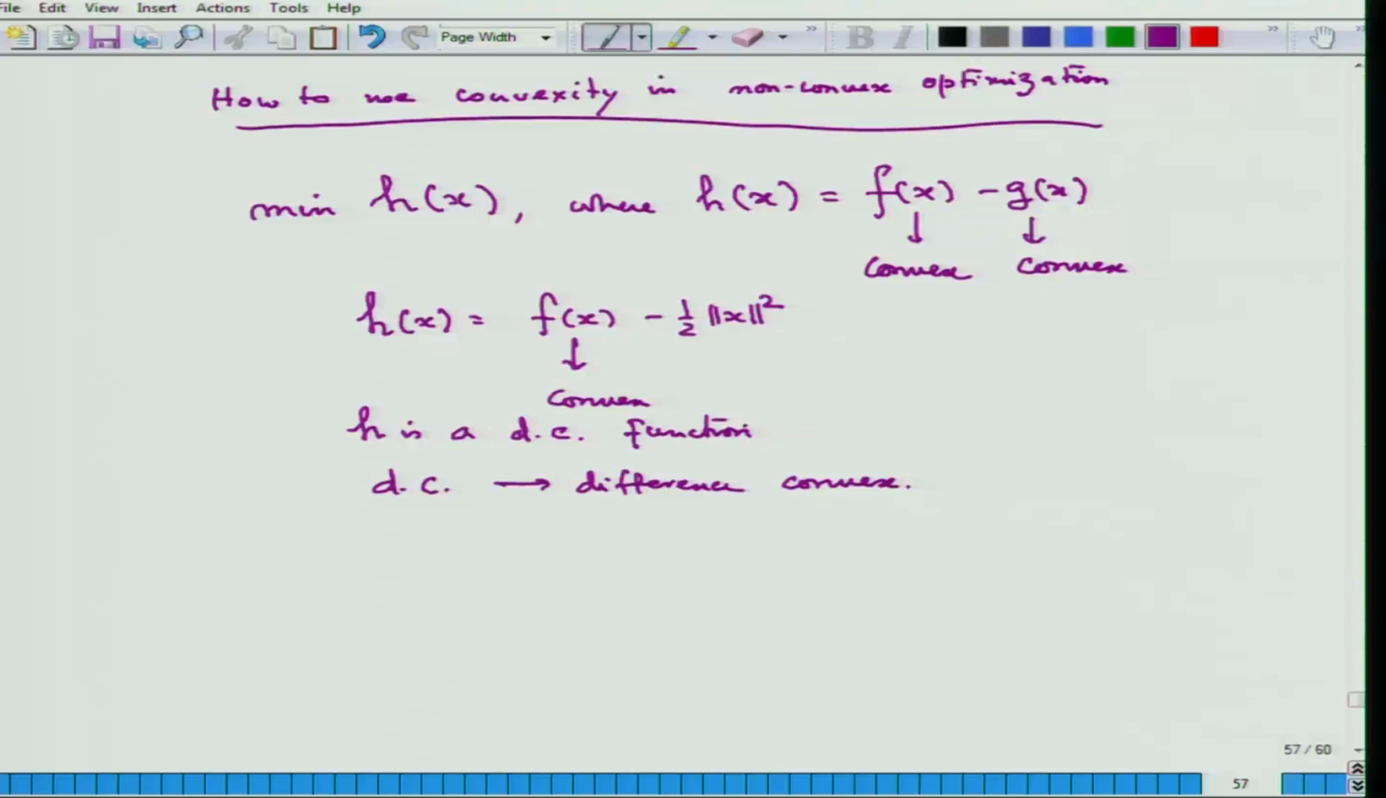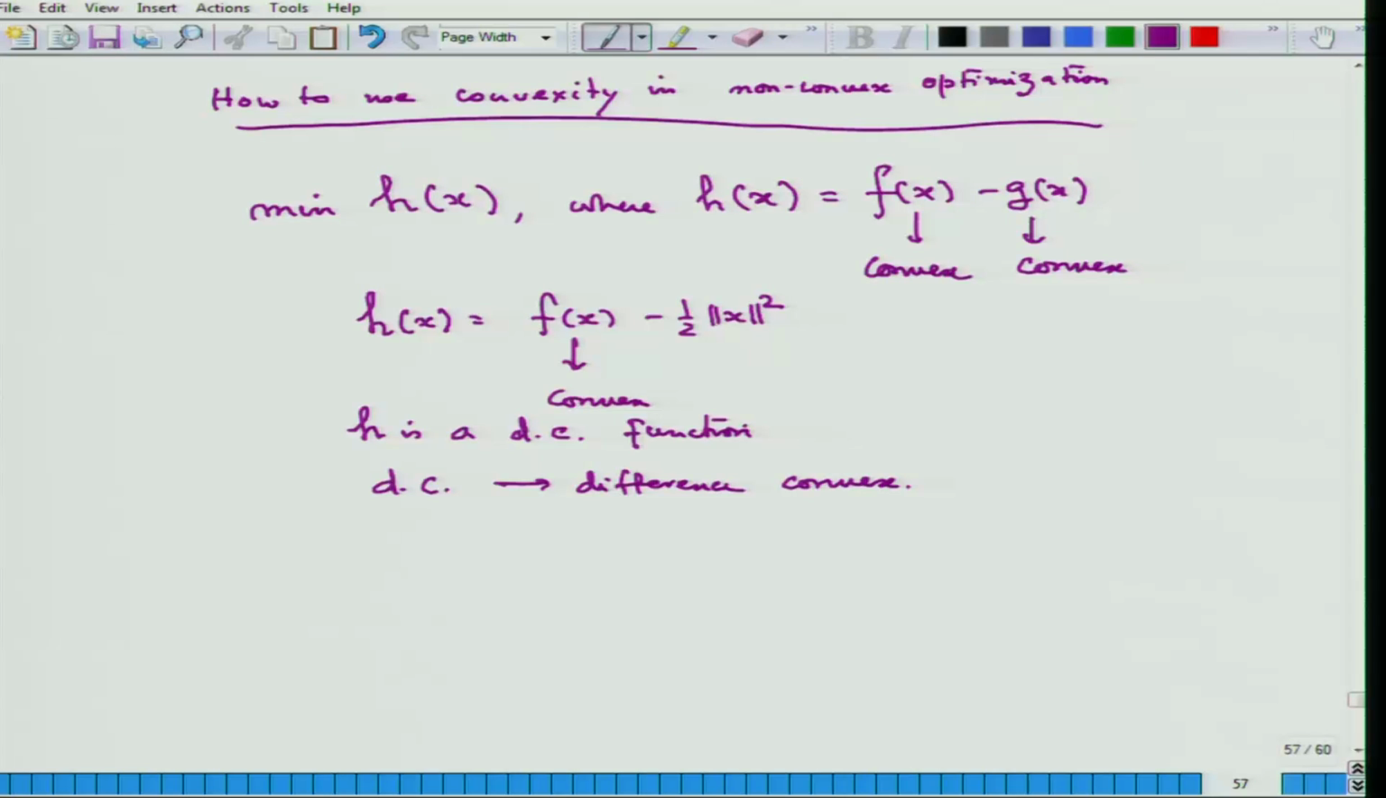And so I can use ideas from convexity to tell something about this problem, which by itself is a non-convex problem, because the difference of two convex functions is not convex. h is called a DC function; note that h is not convex. Tomorrow we will show you what sort of areas DC functions arise in, with one or two examples, and then we are also going to discuss a very important class of problems.